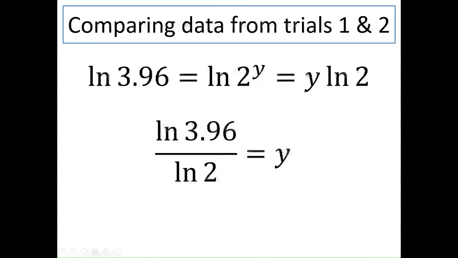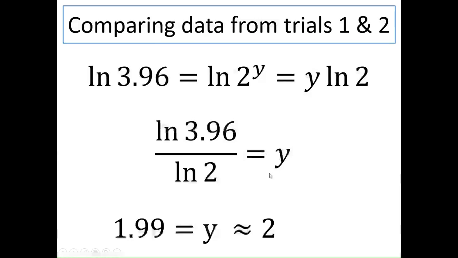So the natural log can be used to solve for these exponents, and here's a rearrangement following the rules of exponents, that the exponent can be made a coefficient out in front of the natural log there. And so rearranging, we solve for Y, and we get 1.99.